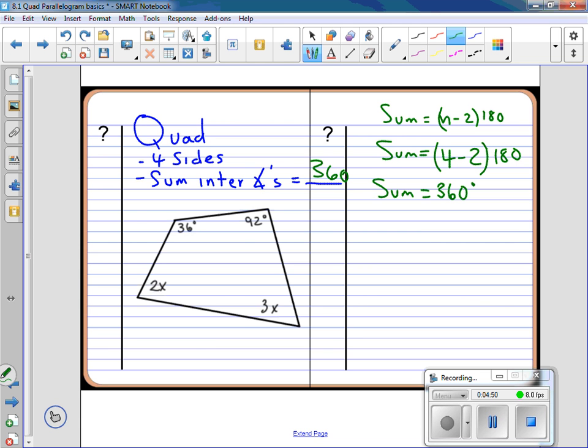Now that's a clue of what kind of equation we should write here. Go ahead and put me on pause, see if you can write an equation and solve for x. See you in just a bit.